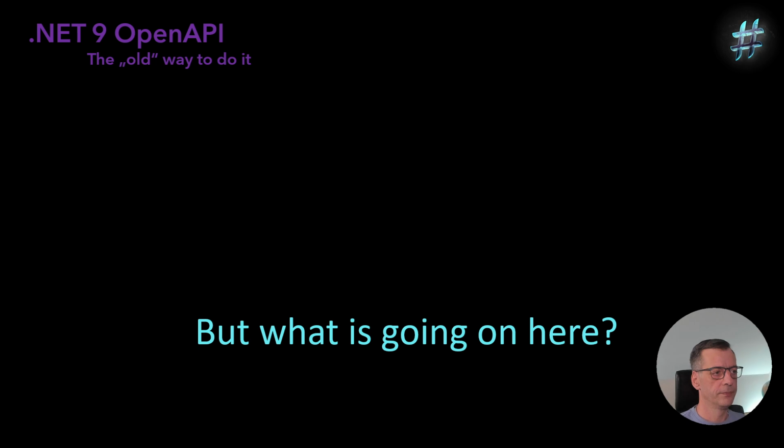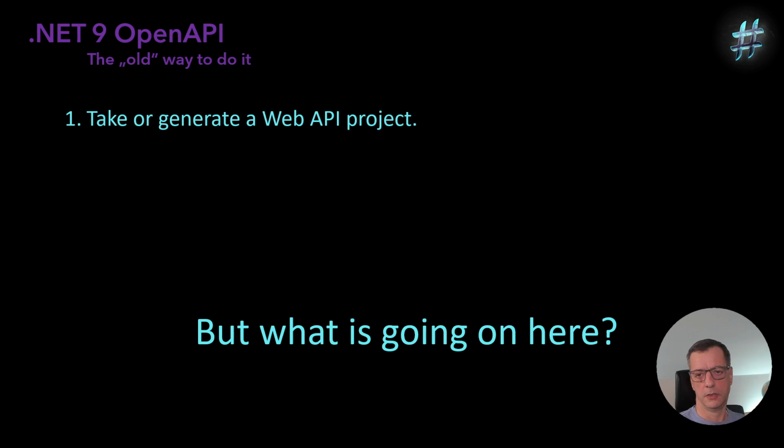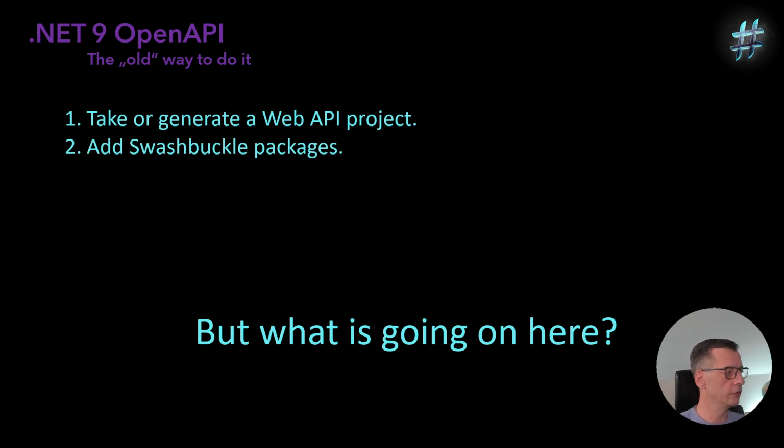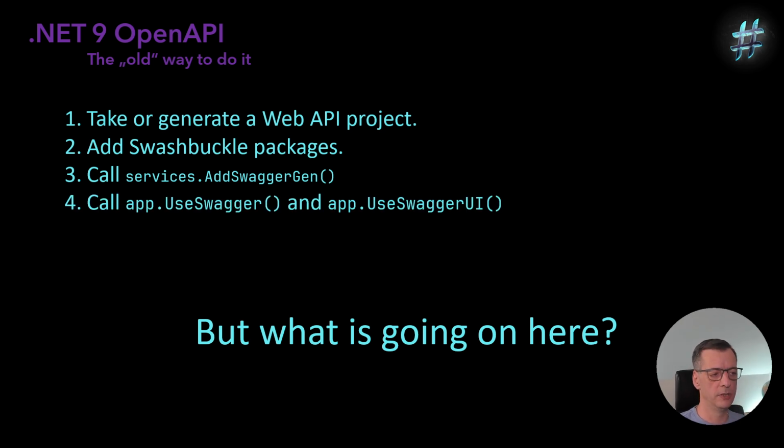So let's go. What's going on? The old way. What do I mean? First of all, the old way is you generate a web API project, or you take an existing one, you include Swashbuckle from NuGet, and you call services.AddSwaggerGen, and then you call UseSwagger, I think, and then UseSwaggerUI.